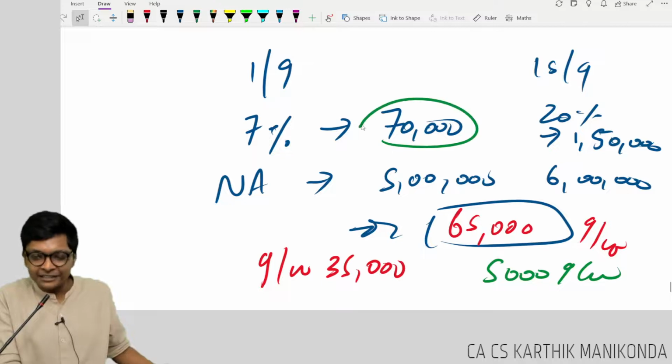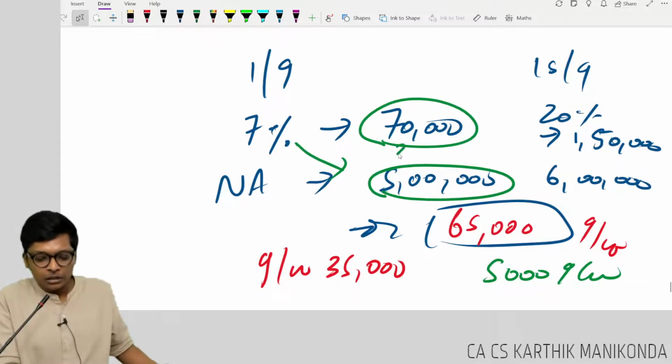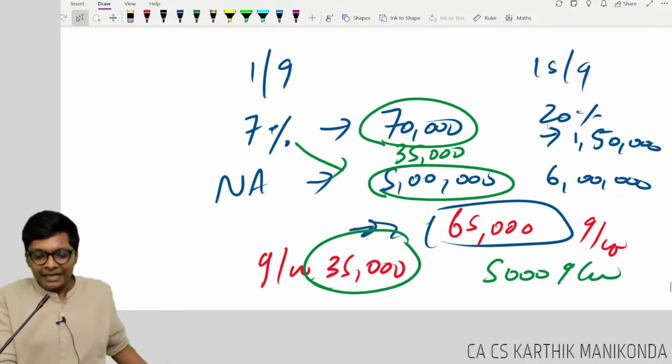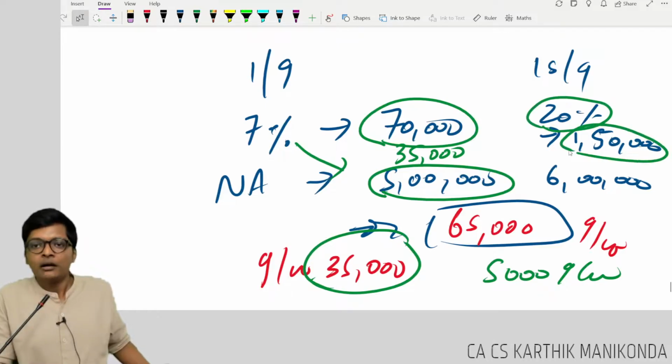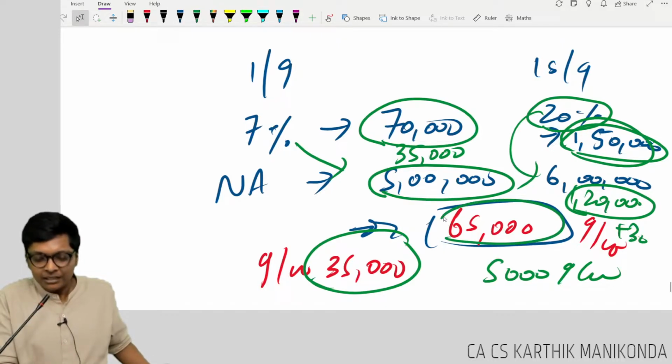Compute, guys. I paid 70,000 for 7% of 5 lakh. What is 7% of 5 lakhs? 35,000. So goodwill is 35. Vignesh did only half the sum. Second, again 20%. I paid 1,50,000 for 20% of 6 lakhs, which is 1,20,000. For 1,20,000 I paid 1,50,000. 30,000. So 30 plus 35, 65,000.